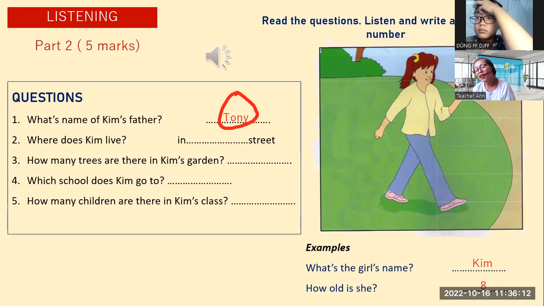Do you have a garden at your house? Yes, and there are 7 trees in it. How many trees? 7. It's a big garden. Four. And where do you go to school? I go to Red House School. Is that R-E-D? Yes, that's right.